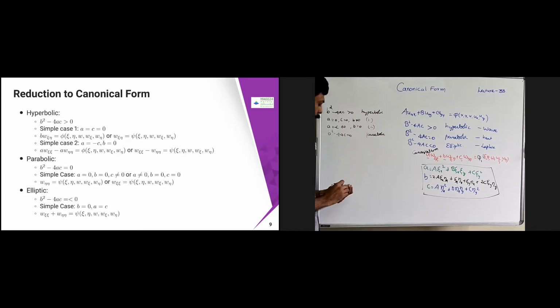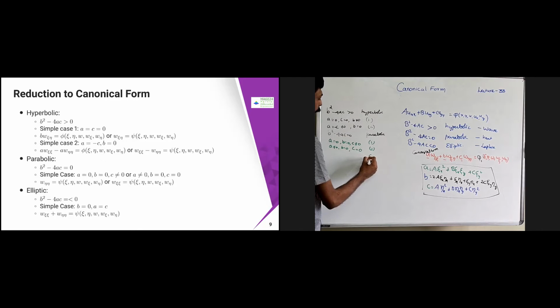In this case, I am going to take b equal to 0. A equal to 0, b equal to 0, c not equal to 0, or c can also be 0. You can take that as parabolic. Or another case, you can take a not equal to 0, b equal to 0, c equal to 0. So this is also going to be parabolic.